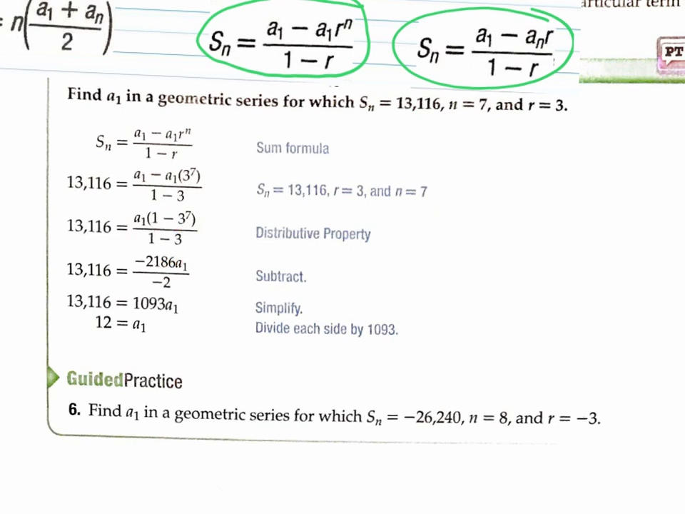And it's divided by 1 take away 3, which is negative 2. Now, right here, you could actually divide this right here. Okay, you could actually divide negative 2,186 divided by negative 2. That'll give you a positive 1,093. The a sub 1 is still there, so you have 1,093 times a sub 1. Last step would be to divide by 1,093, divide by 1,093. That huge number divided by 1,093 is 12. So your first number on your list is 12.